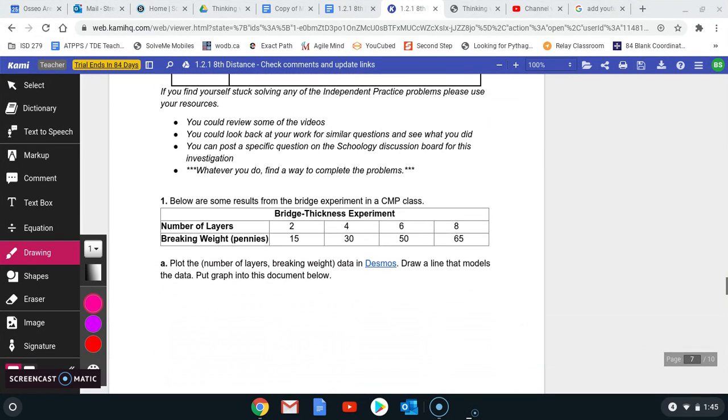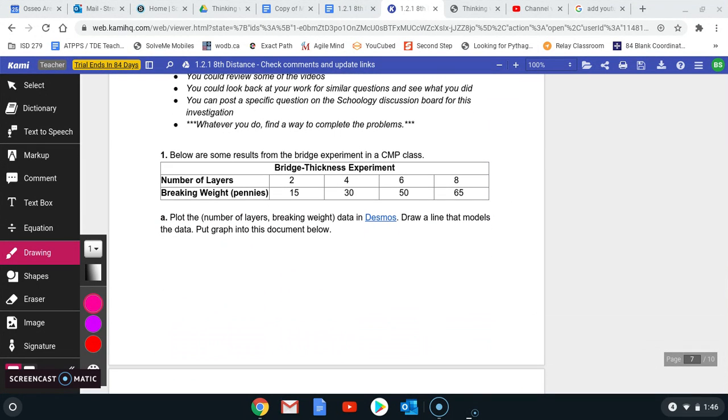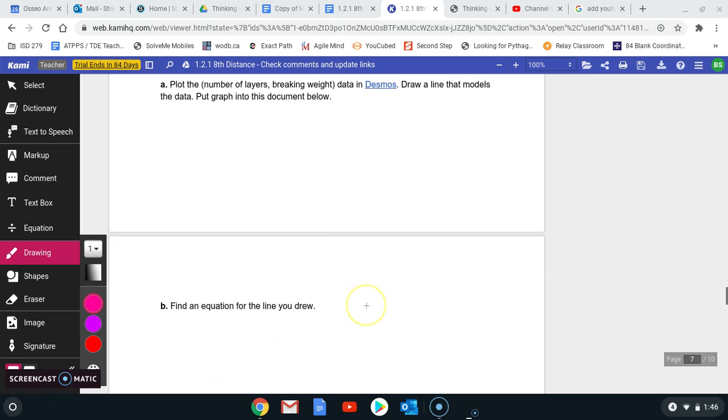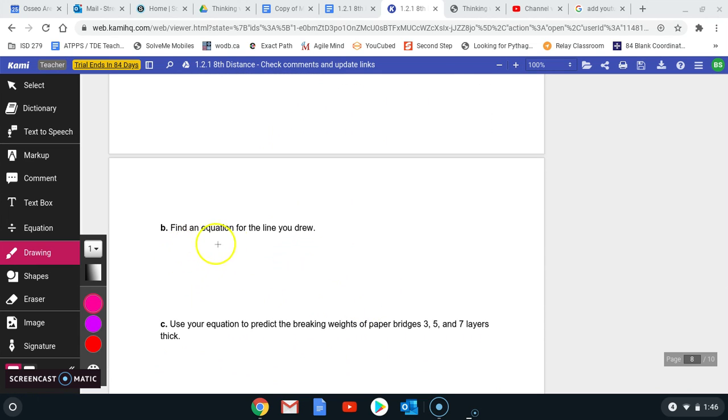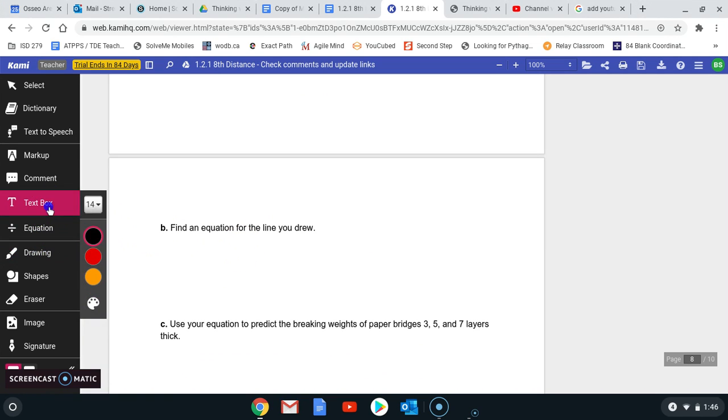So the first question says, below are some results from the bridge experiment in a CMP class. So again, they have the number of layers and the breaking weight, and then they have some data here for you. If you notice, it goes up by 2, 4, 6, and 8. Plot the number of layers and the breaking weight data in Desmos, and then draw a line on that data and put the graph in this document below, so right in here. Once you do that, you're going to find an equation for the line you drew. So because everybody's lines are going to be different, there's going to be a lot of different equations.